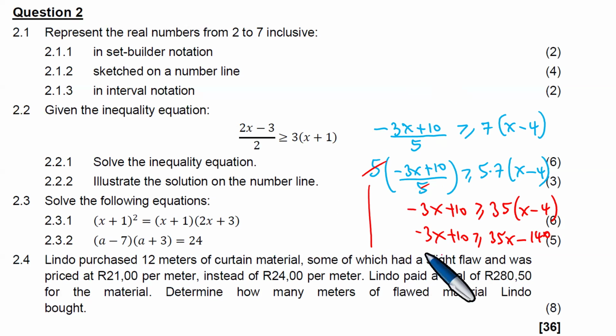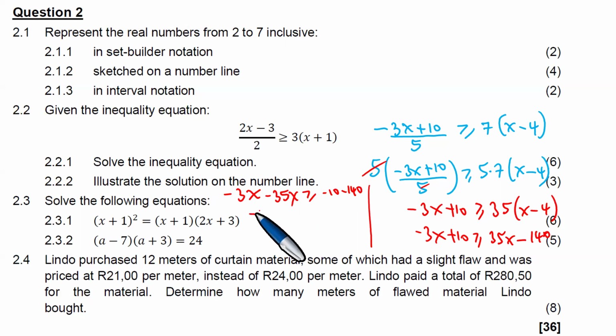What do we do next? We collect like terms. We group like terms. Some teachers say we group like terms, or we collect like terms. So we group them now. We take our negative 3x and then we add it with 30x. It's going to be plus 30x.